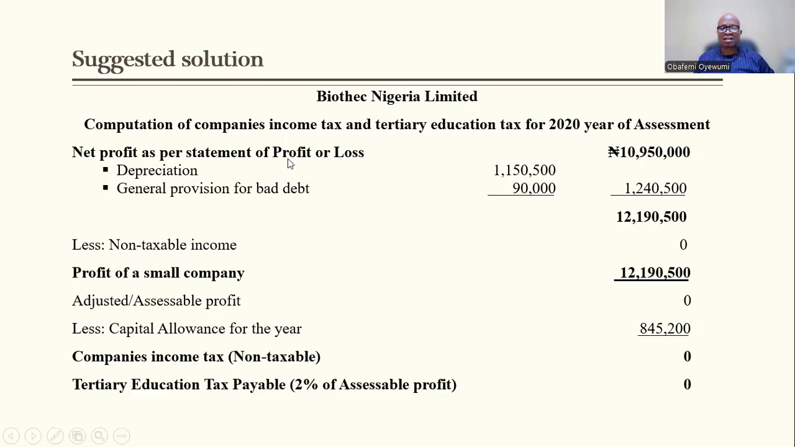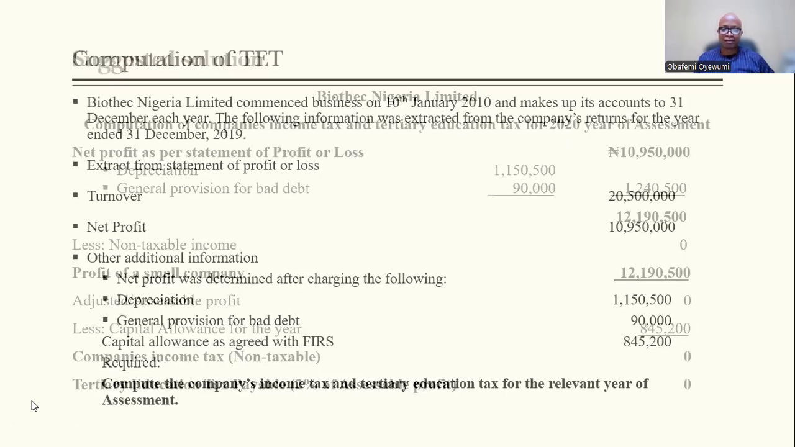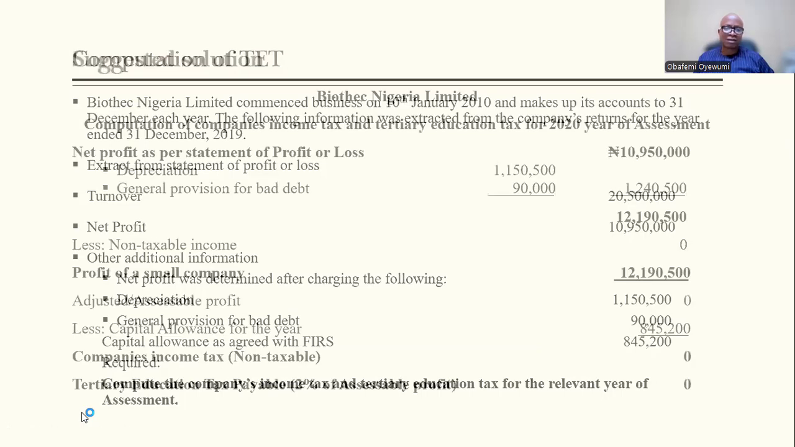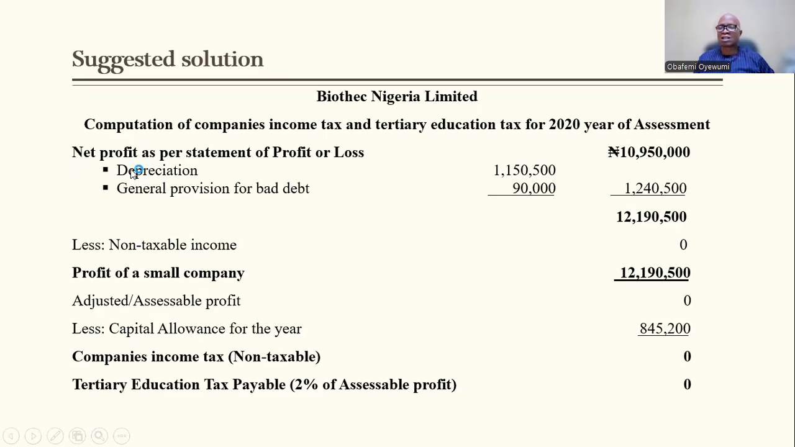Net profit as per statement of profit or loss, 10,950,000, given to us in the question here. So we're working with 10,950,000. Depreciation, that's adding back expenses that are disallowable. Depreciation is not an allowable expense. General provision, not specific. If it was specific, yes, it would be allowed, but because it is general, it will not be allowed. So you add the two together, we arrive at 1,240,500 naira. By the time you add the two together, you have 12,190,500 naira.